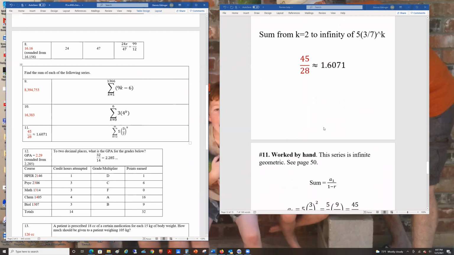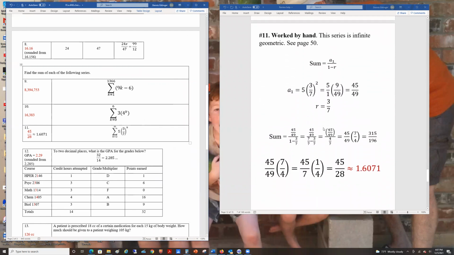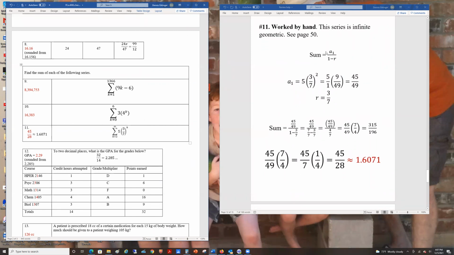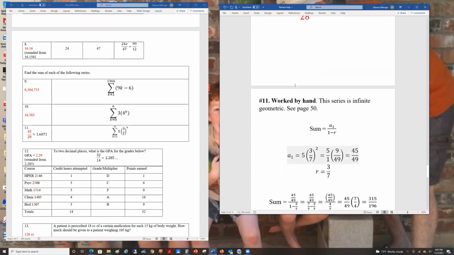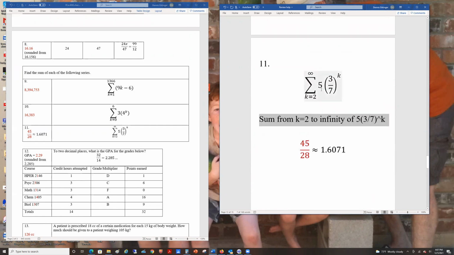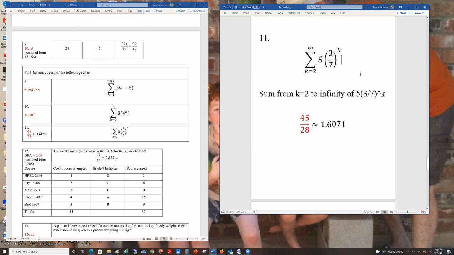And this all started because a student asked me last week, can I work these by hand? I'm like, yeah, if you really want to. So here it is. This is an infinite geometric series. See page 50. The sum is the first term a sub 1 over 1 minus r. So we got to figure out what the first term is. And it's going to be, well, let's see, 5 times 3/7 to the second power, because our first term is what we plug in the lower limit.